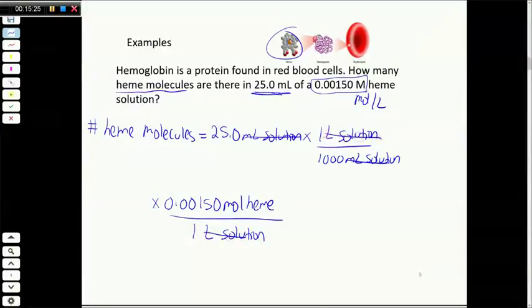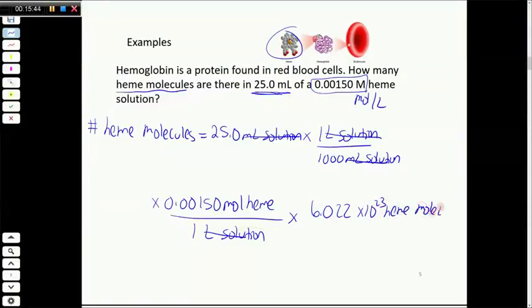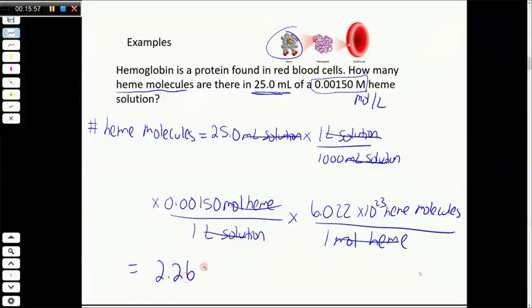All right, so that's going to give us the moles of heme that we have, but we're looking for the number of heme molecules, individual molecules. So the last step, which is also familiar to us, we're just combining molarity with some other things we already know, is to take Avogadro's number, 6.022 times 10 to the 23rd heme molecules per 1 mole of heme. Okay, so that's the definition of a mole. And we use that to calculate the number of individual molecules, and we end up with 2.26 times 10 to the, I believe that's a 19, can't read my own writing sometimes, molecules.